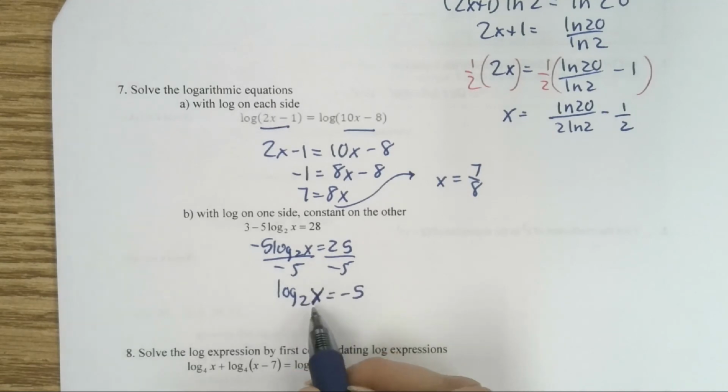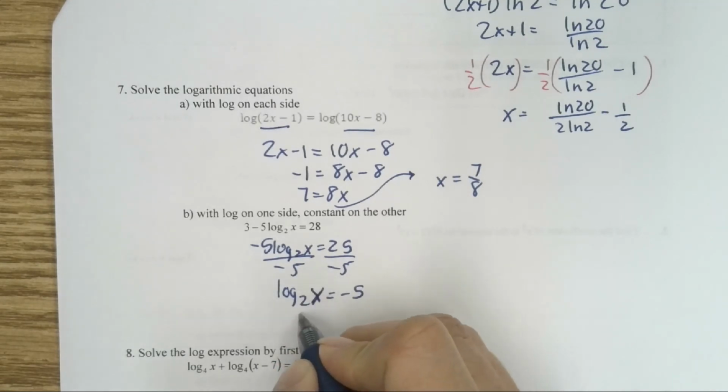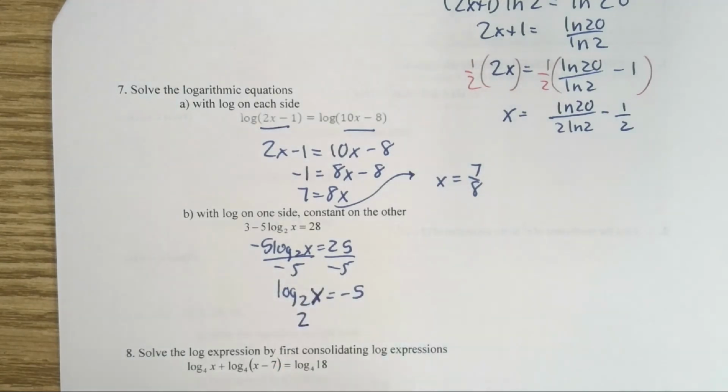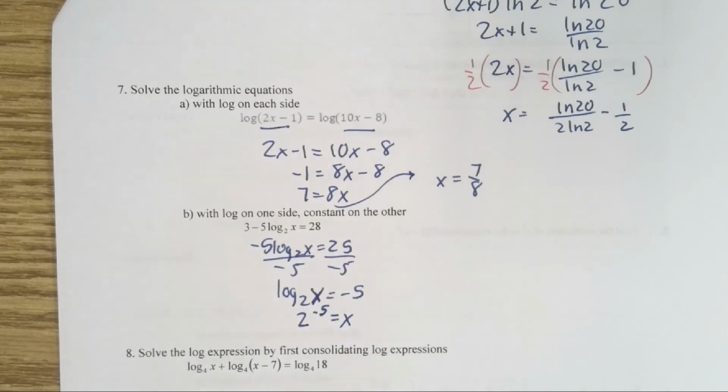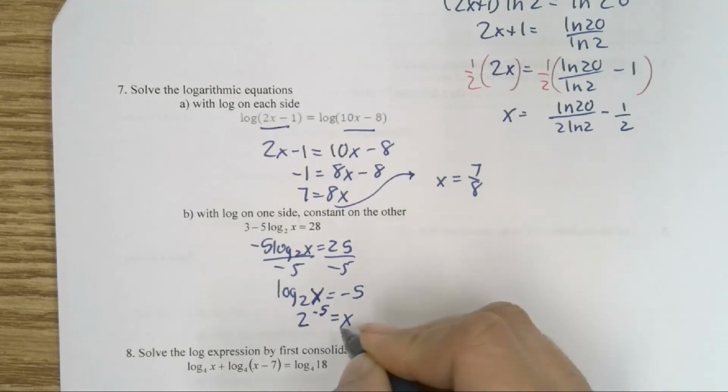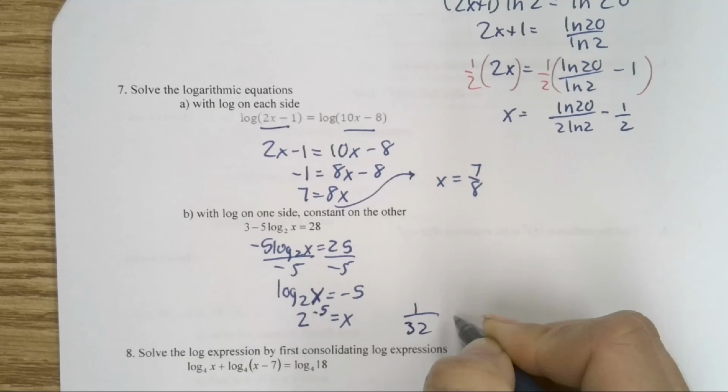So I'm going to switch from log to exponential form. My base of my log becomes my base of my power. So 2 gets raised to the -5 power, and it is equal to x. And then I'm going to just clean that up. So 2 to the -5 is 1 over 32.